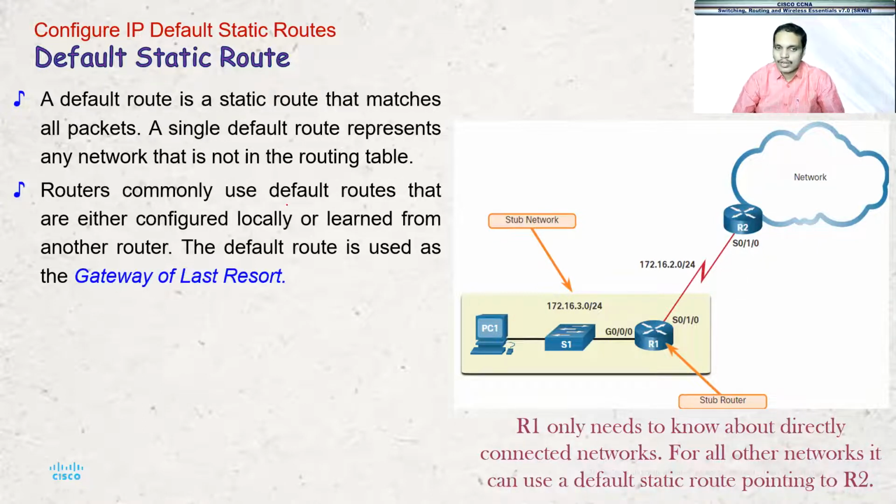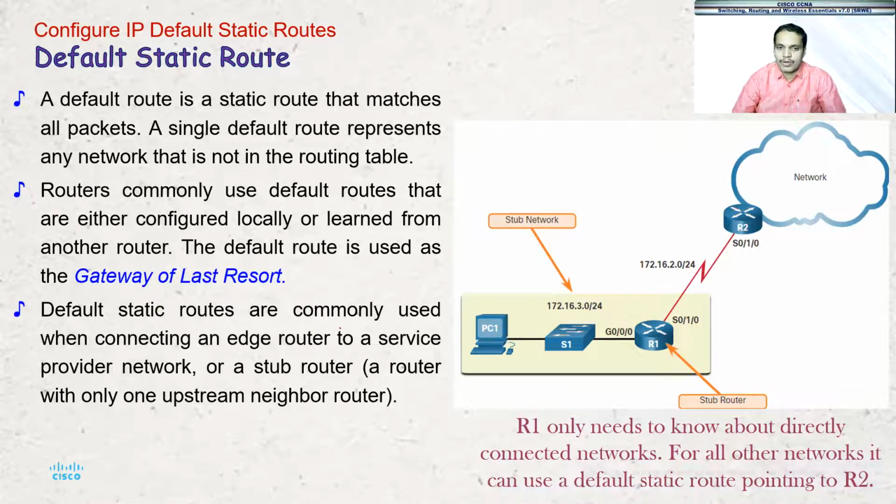Now, routers commonly use default routes that are either configured locally or even learned from another router. The default route is used as the gateway of last resort. That is the reason that once we specify this, it will show you that the gateway of last resort is set. Anyhow, we'll see that in the routing table entries.